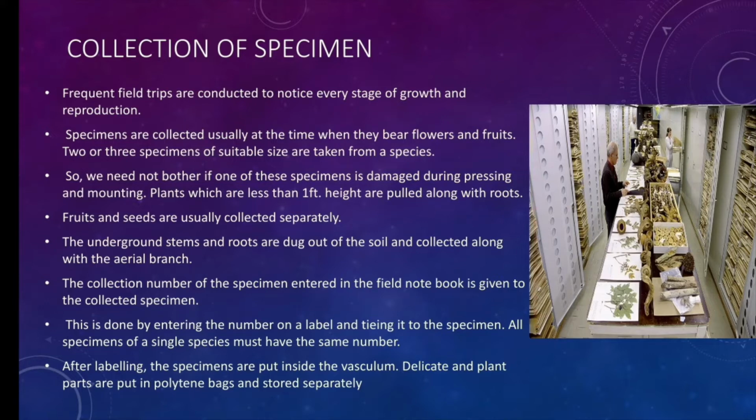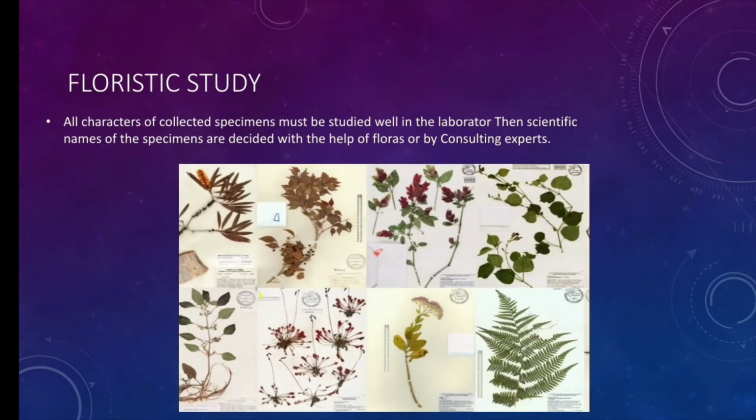The next information to be collected in the method of plant collection is floristic study. All characters of the collected specimen must be studied well in the laboratory. Then the scientific name of the specimen is decided with the help of floras or by consulting experts.